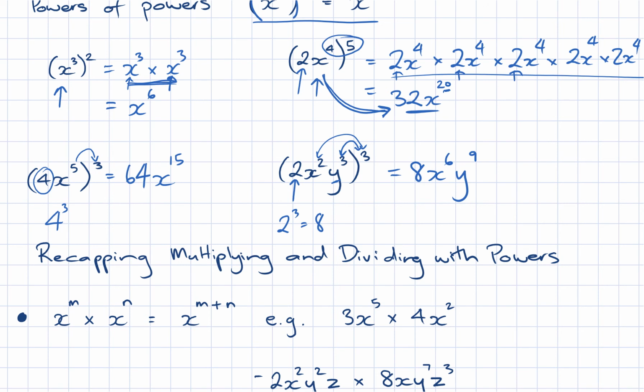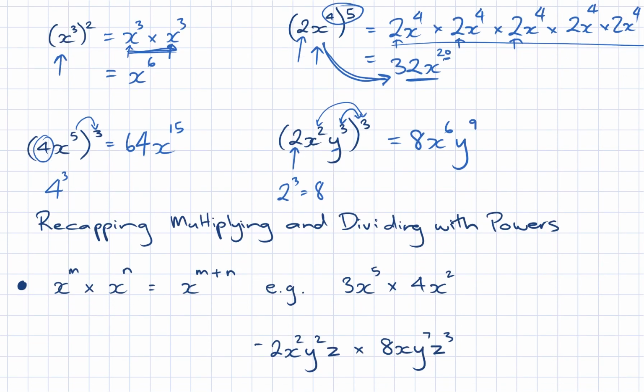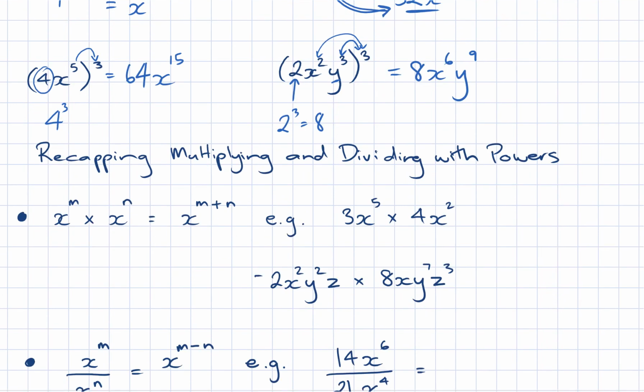I just want to recap multiplying and dividing with powers. Remember the rule with multiplying with powers is that we add the powers. So if I've got an example here, of course we're going to multiply the coefficients first. So 3 times 4 gives me 12, and then because the base is the same, the base is x here, I'm going to add the powers. So x to the power of 5 times x squared will give me x to the power of 7.